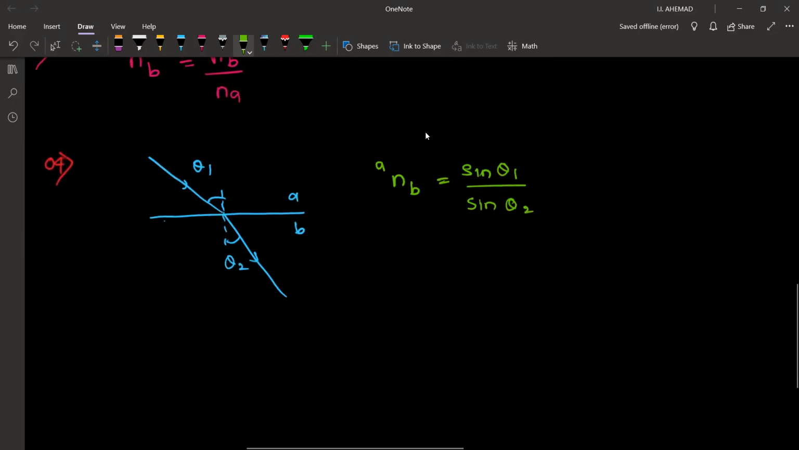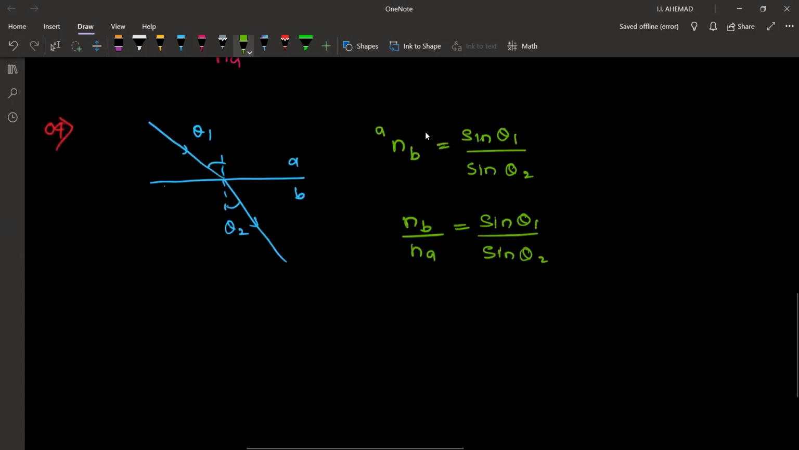But I could write this one as NB over NA, which is equal to sine theta 1 over sine theta 2. And I'll just cross multiply them. When I cross multiply them, I get NA sine theta 1 is equal to NB sine theta 2.